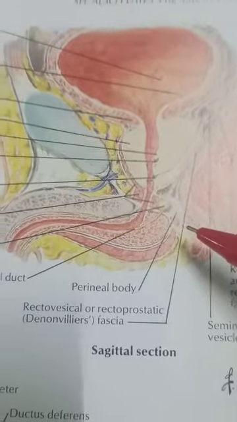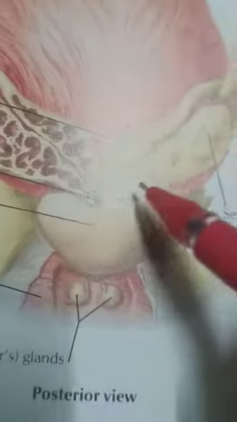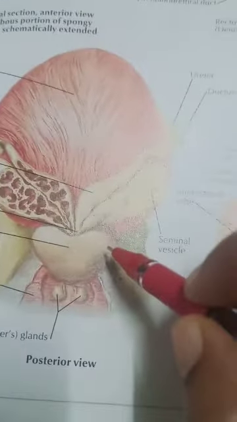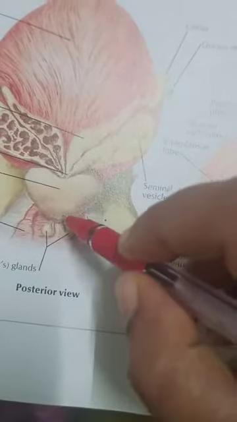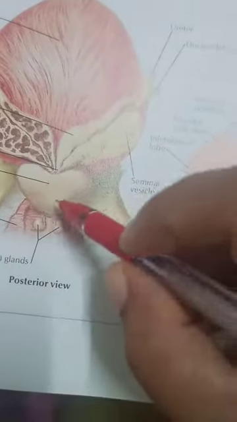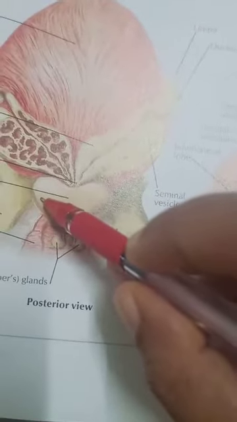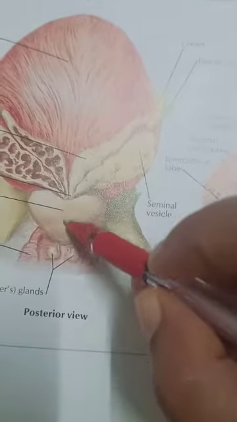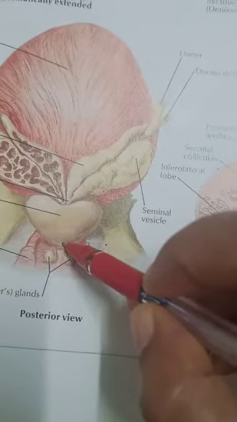Then size, shape and weight. It resembles an inverted cone. It measures about 4 centimeter in transverse diameter, and it has a length of about 3 centimeter.